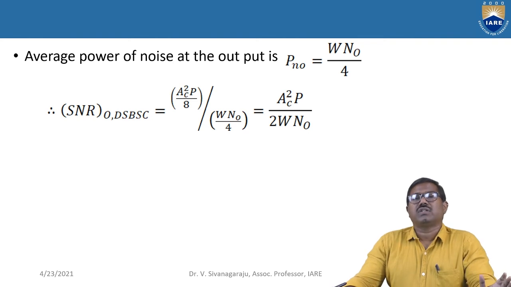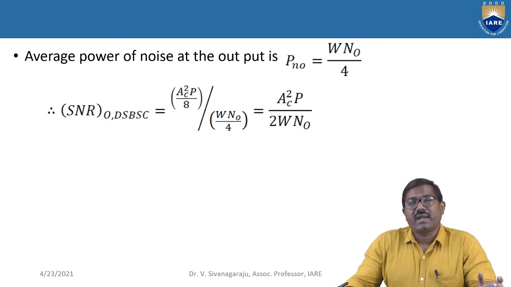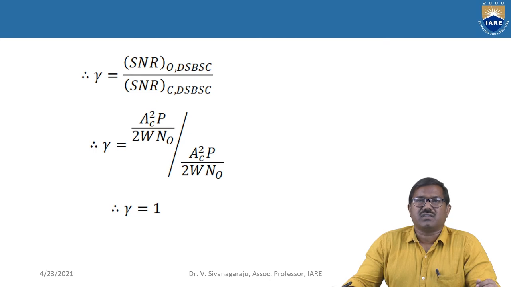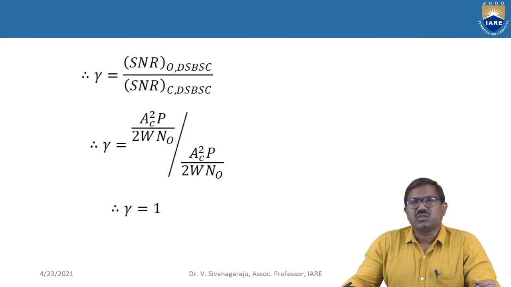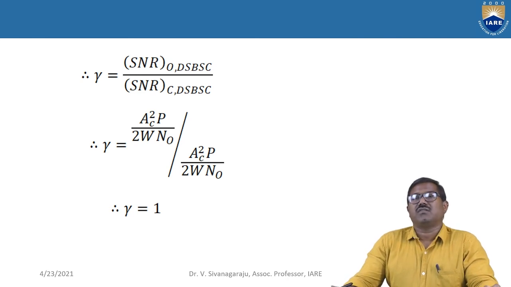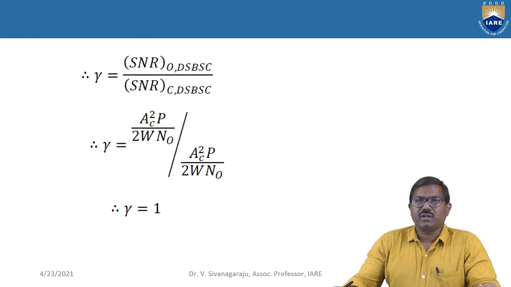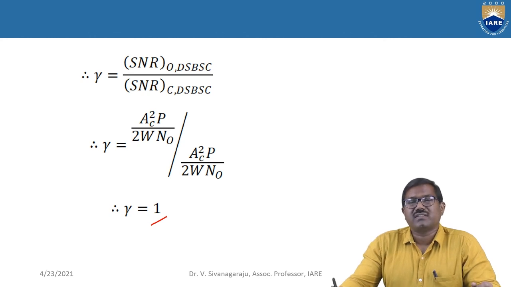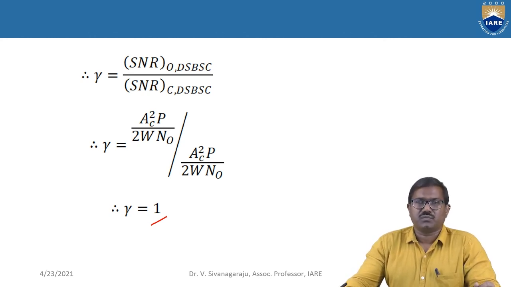Now we are going to substitute this channel SNR and output SNR in the equation of the figure of merit, that is gamma, which is equal to SNR output of DSB-SC divided by SNR channel of DSB-SC. The figure of merit gets 1. That means the figure of merit of the DSB-SC signal is 1. So this is our conclusion for the DSB-SC signal. So this is the noise analysis in the DSB-SC system.